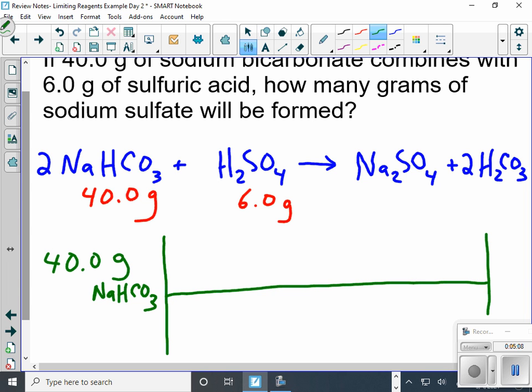Now, what I'm going to do is a mass to mass, because I have grams of sulfuric acid there. So I'm going to do a mass to mass calculation from grams of sodium bicarbonate, and I'm going to end with grams of sulfuric acid. When I do that, I've already got all my numbers calculated just to speed things up a little bit.